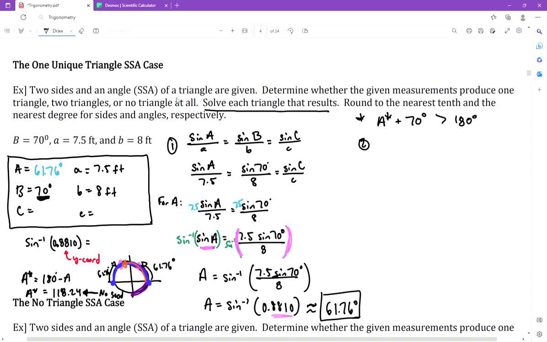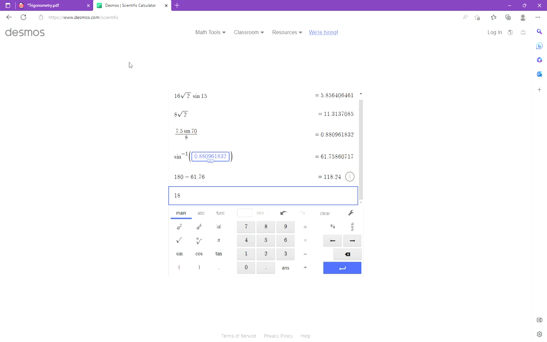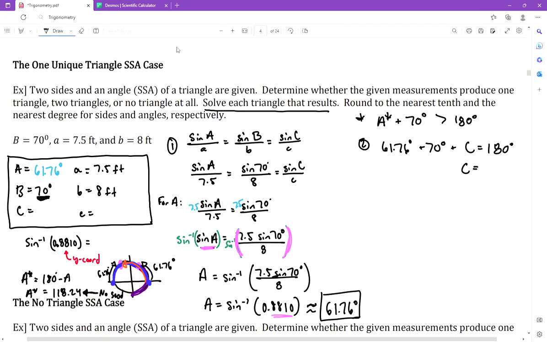So we could just do 61.76 degrees plus 70 degrees plus whatever angle C is should add up to 180. So let's get that C solved for. I'm just going to do it in a calculator real quick. 180 minus 61.76 minus another 70 is 48.24. Okay, so there's our angle C now. Let me do it in blue to say we found it, 48.24.